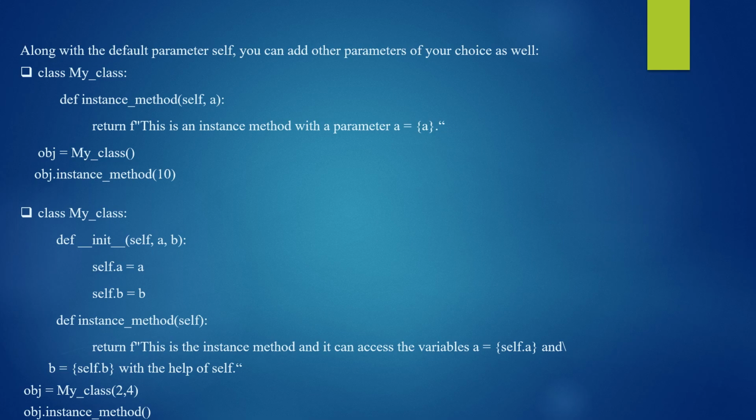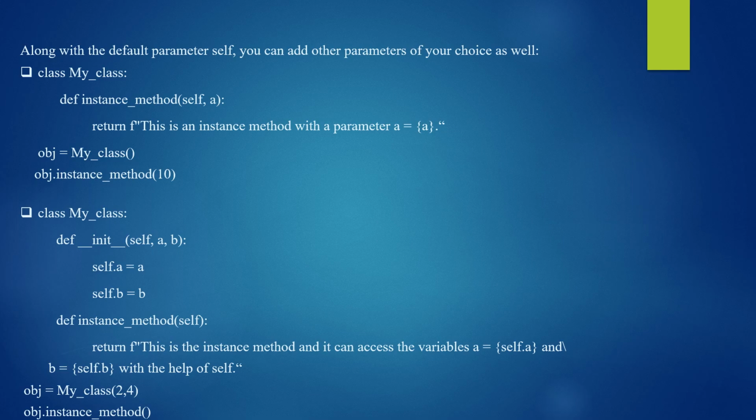Along with the default parameter self, you can add other parameters of your choice as well. Here we created a class myClass and we created an instance method now with an additional parameter, self, a. And for better understanding, we wrote a statement: This is an instance method with a parameter a. We have an additional parameter a here.